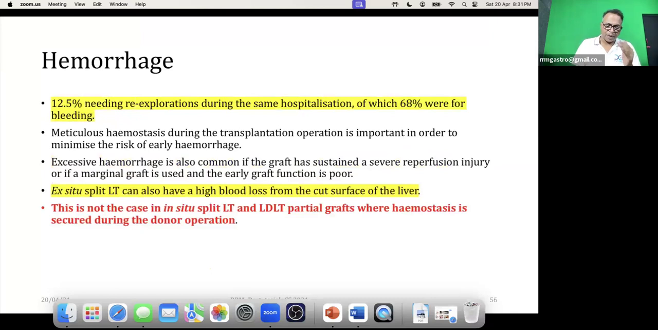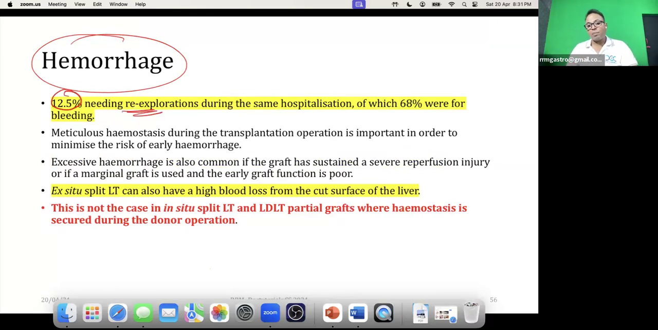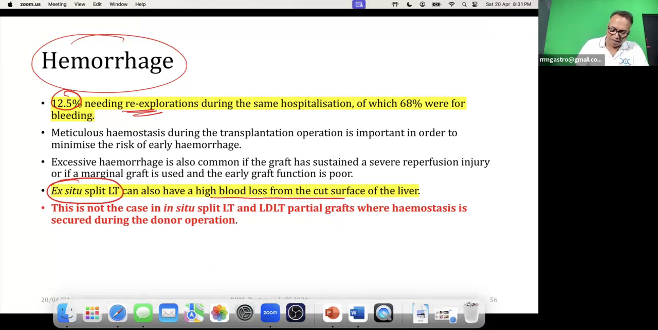What are other complications? Please remember the other complications of transplant. Hemorrhage. Hemorrhage, 12.5% needing re-explorations. Don't forget this point. 12.5% will need re-exploration. And who will be the most common case? Ex situ split transplant. Ex situ liver transplant have high blood loss from the cut surface area. This type of hemorrhage is less common in in situ splitting of liver. I told you already the reason.